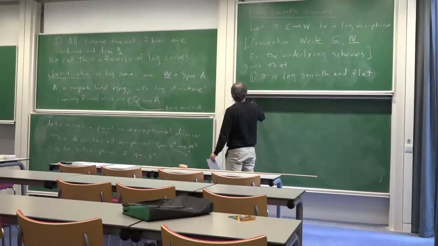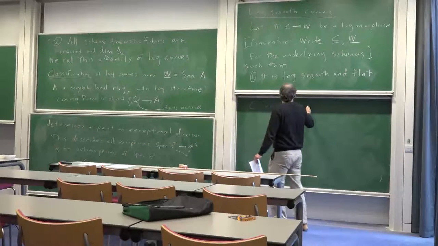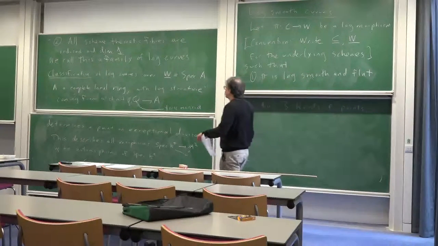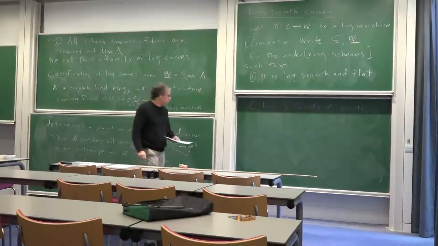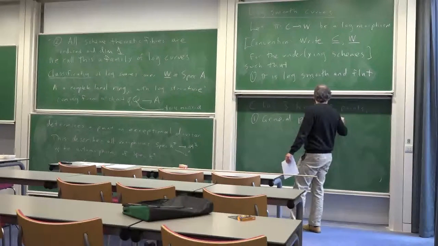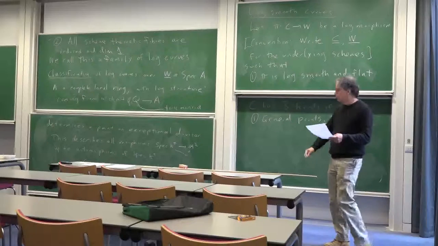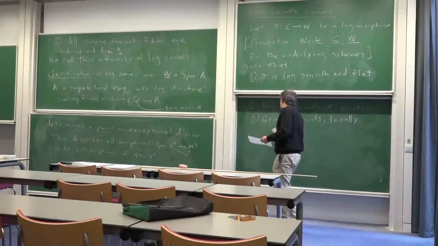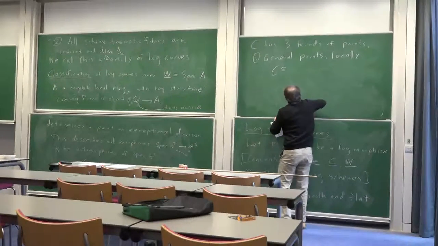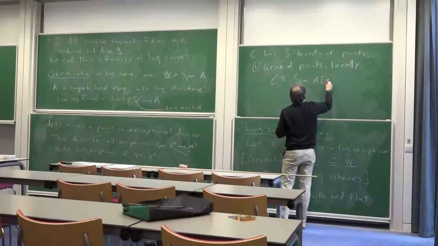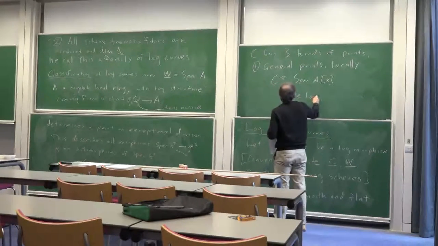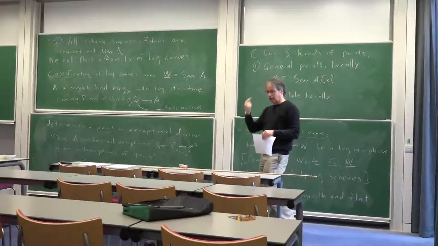So C has three kinds of points. So this is going to be a local description for C. So first of all, points I call general. So locally, in a neighborhood of such a point, C is isomorphic to spec A bracket X. So it's just that it looks like an affine line over spec A locally.